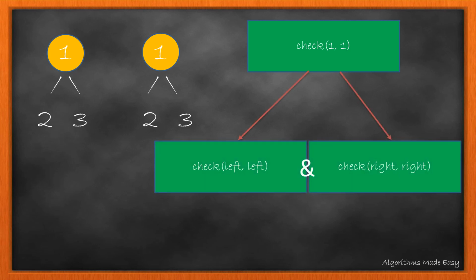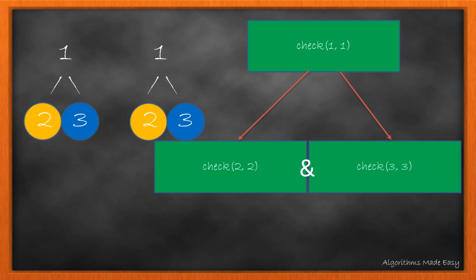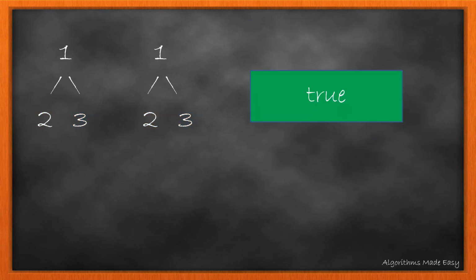As both roots are equal, we call the method for the left and right subtree. Now as both left and right values in the two trees are equal, both methods return true, and as the result is the AND of the two recursive calls, we return true.